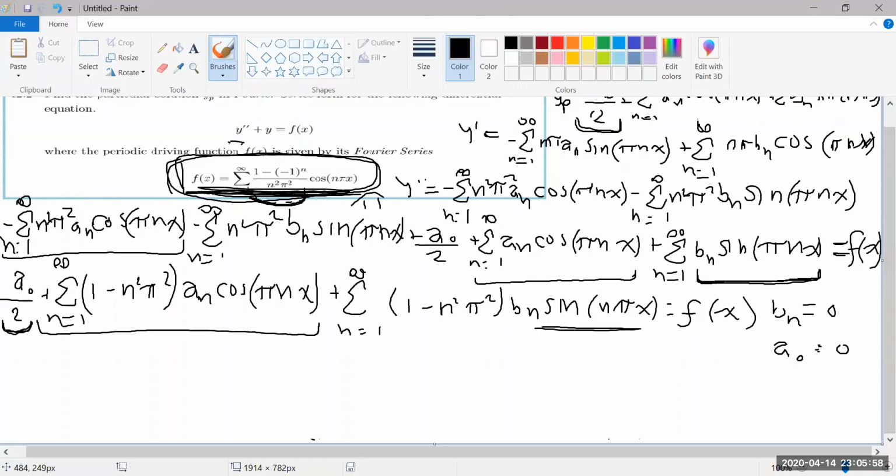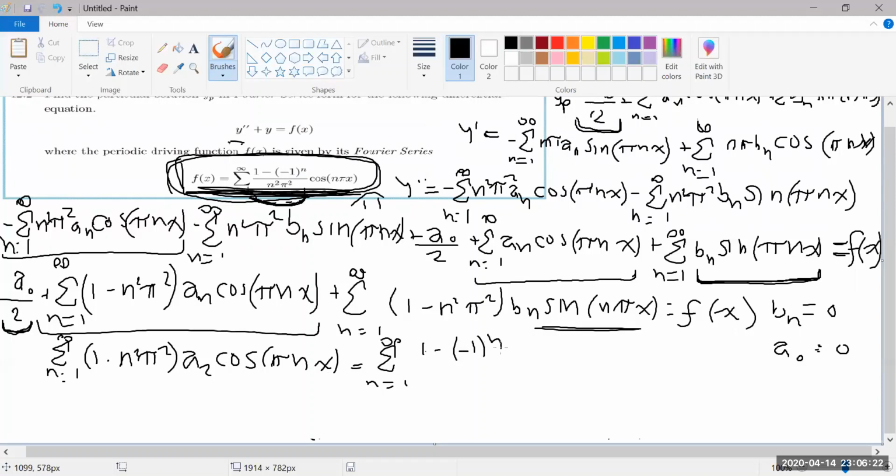Move this down. Okay, so now with this knowledge, we can set this part of the equation equal to our f of x. When you do that, you get something that looks like this: the summation from n equals 1 to infinity of 1 minus n squared pi squared, a sub n, cosine n pi x, equals the summation from n equals 1 to infinity of 1 minus negative 1 to the n, over n squared pi squared, cosine n pi x.